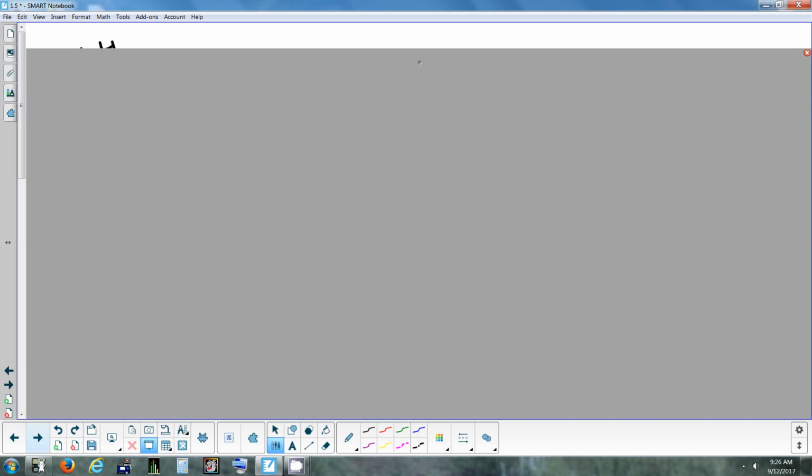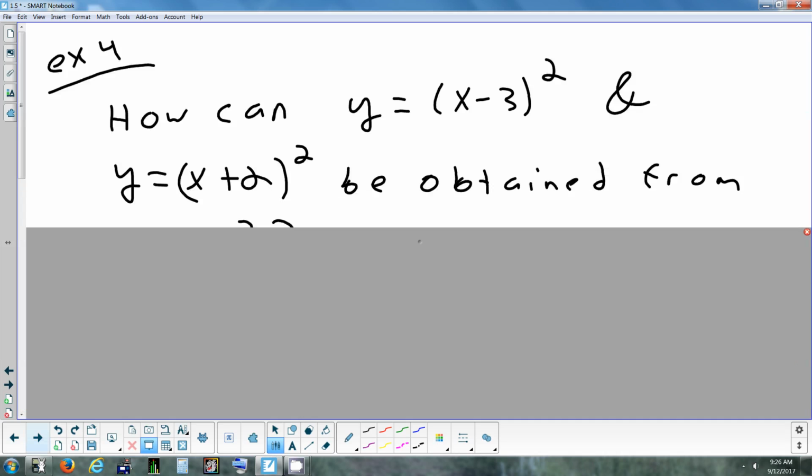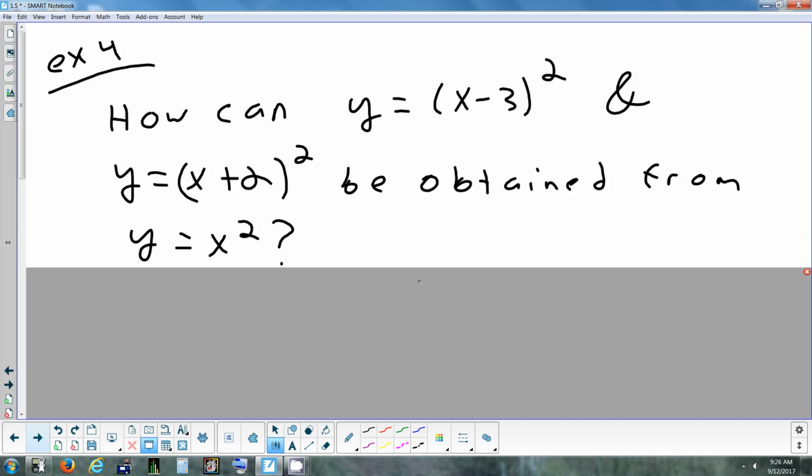Okay. What do you think's going on here, where we have a plus and a minus, but now it's inside the parentheses?